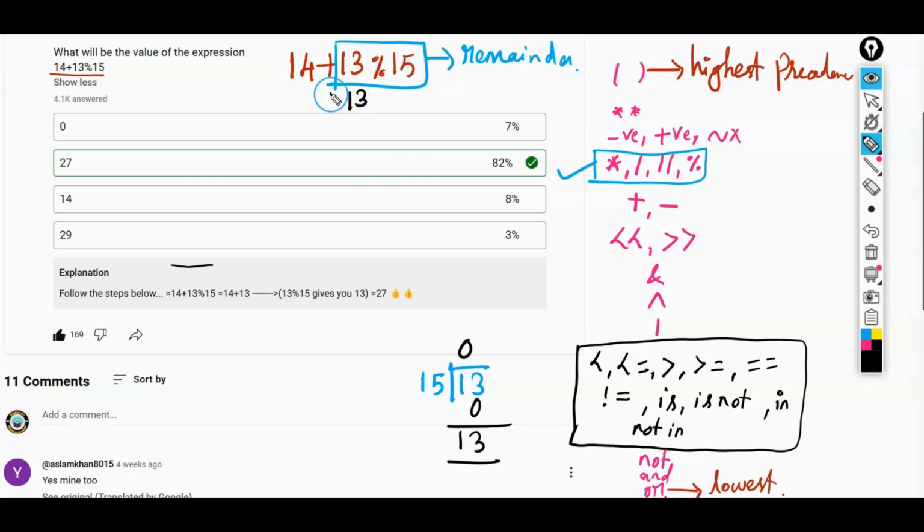Then this 13 is added with this 14. So what is 14 plus 13 now? 14 plus 13 is nothing but 27. So this is your final answer for this expression.